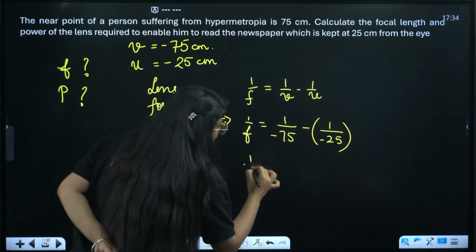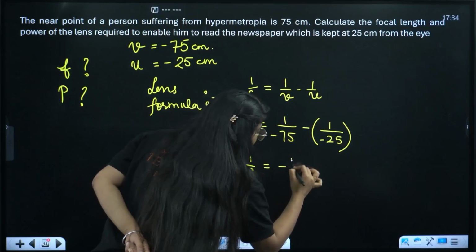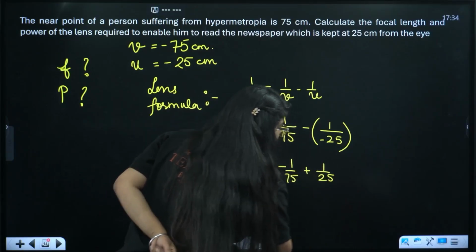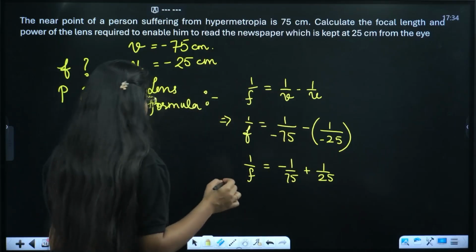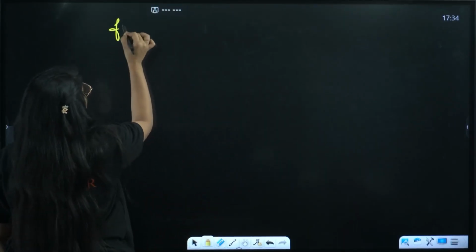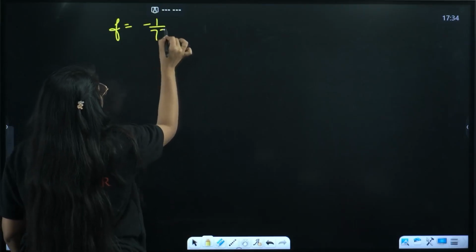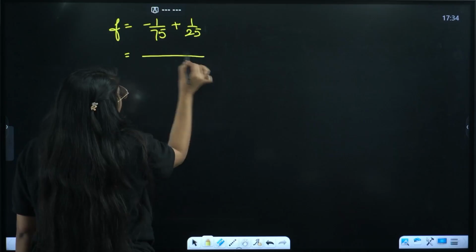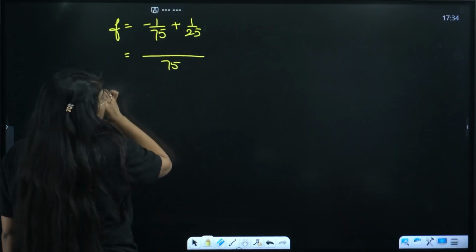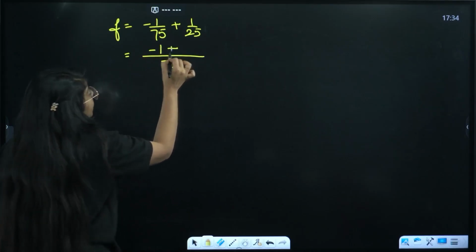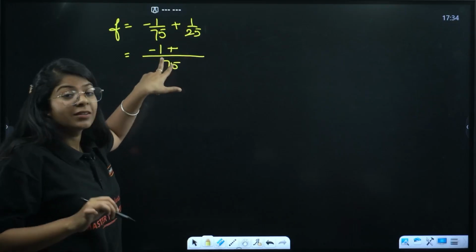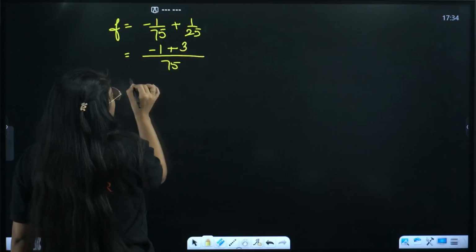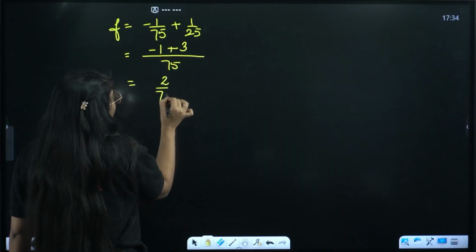Done? Now 1 by f is simply minus 1 by 75 plus 1 by 25. Clear? If I take the LCM here, what will be the LCM? LCM will be simply 75. Then this will be minus 1 plus 25 into 3, which is 75. So this will be plus 3, so that will be 2 by 75.